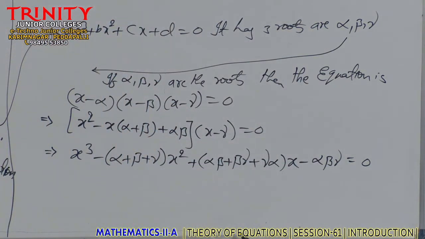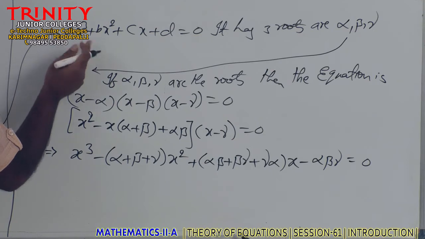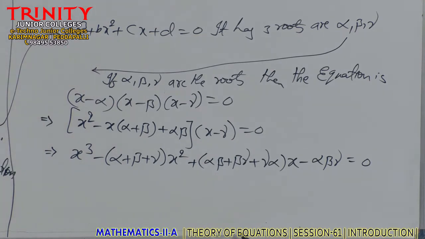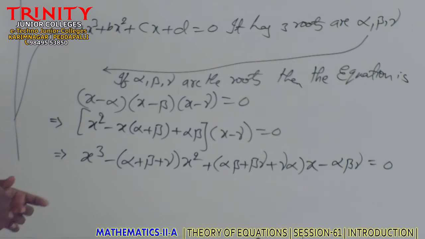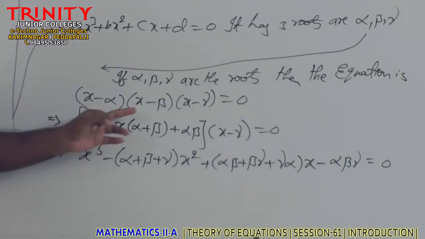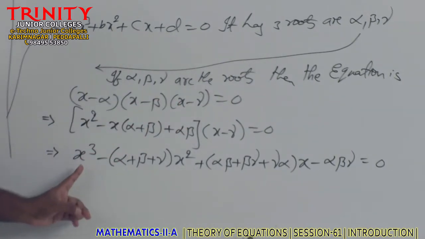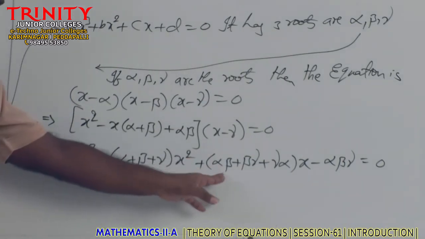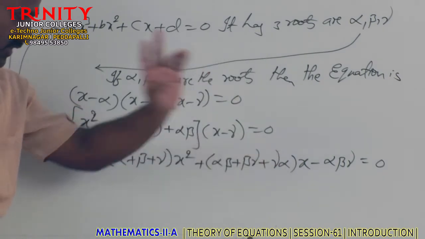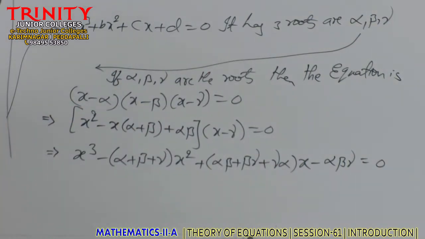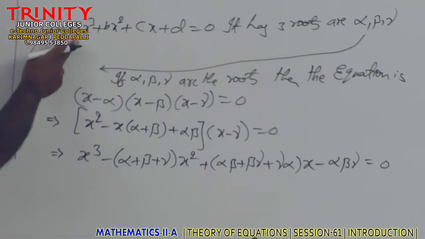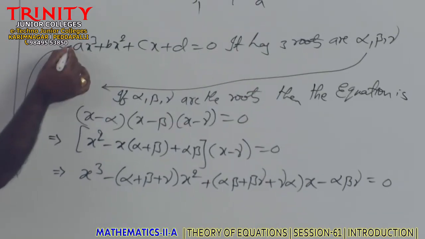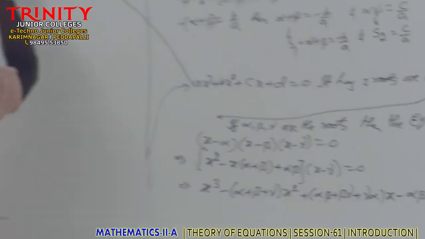Now we have to find the relation between roots and the coefficients of this cubic equation. Now, if alpha, beta, gamma are the roots of the equation, then we got the equation x cube minus (alpha plus beta plus gamma) x square plus (alpha beta plus beta gamma plus gamma alpha) x minus alpha beta gamma equal to 0. And this is a cubic equation.